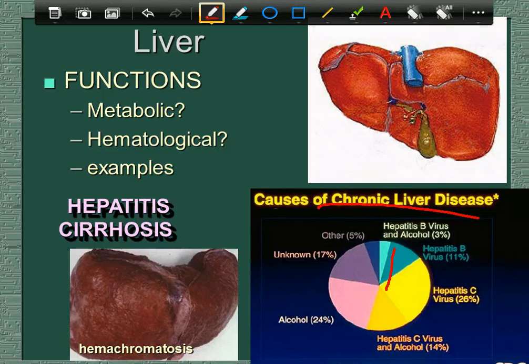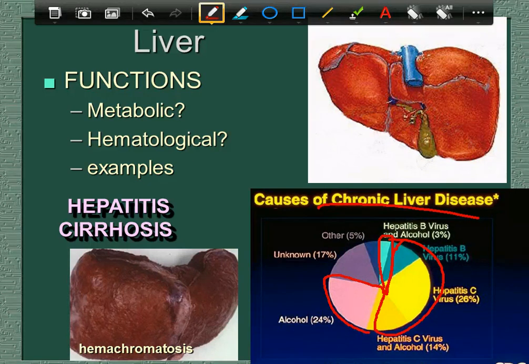Wanted to point out, look at hepatitis B and C causes of chronic liver disease. Two major groups of viruses that cause it. So here's about 50% of chronic liver disease. Here's alcohol, and here's alcohol and hepatitis viruses, and that's like over 80% of chronic liver disease. Alright, wanted to point that out.